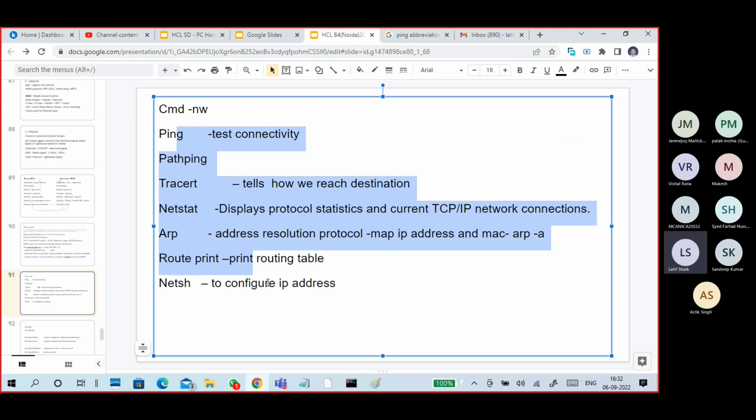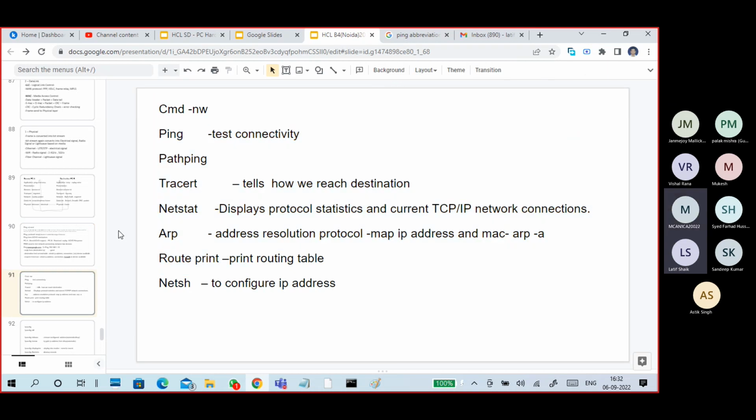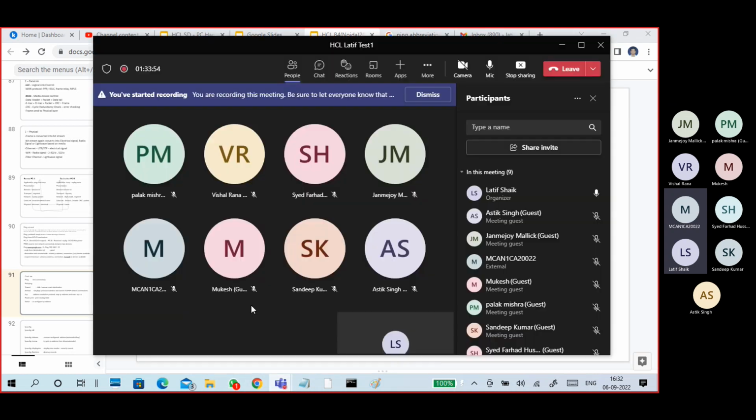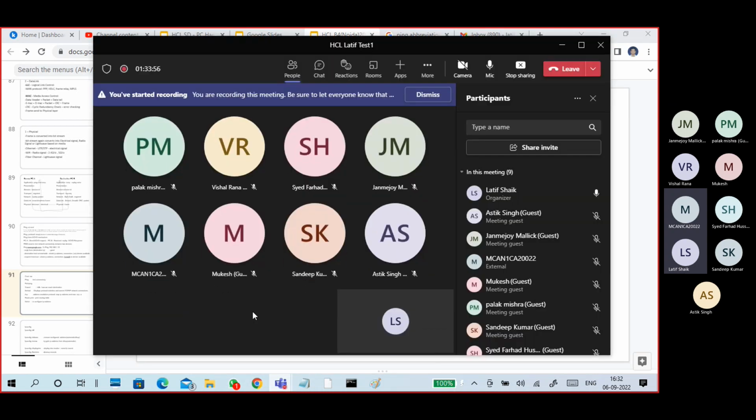These are all commands only, guys. We will discuss the remaining tomorrow, but because it's 4:30, you can say bye bye. Tomorrow we'll meet. I will discuss other things.